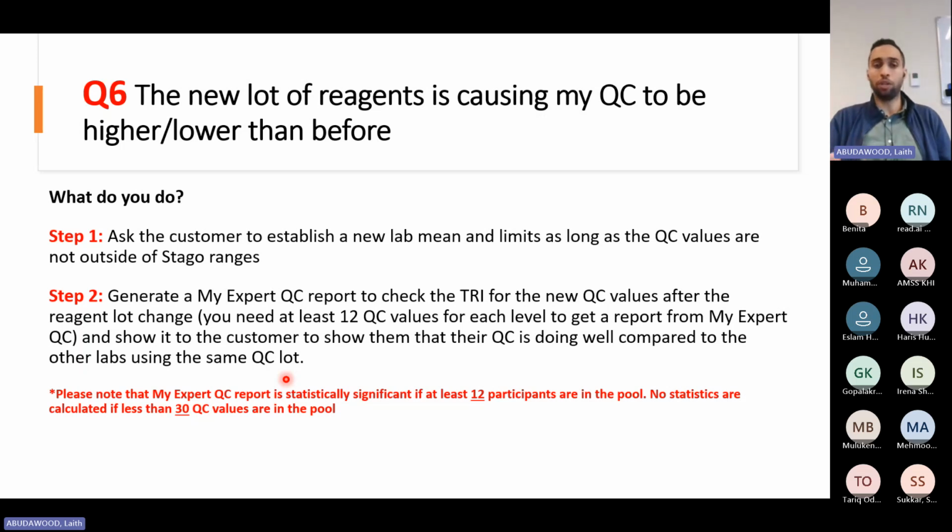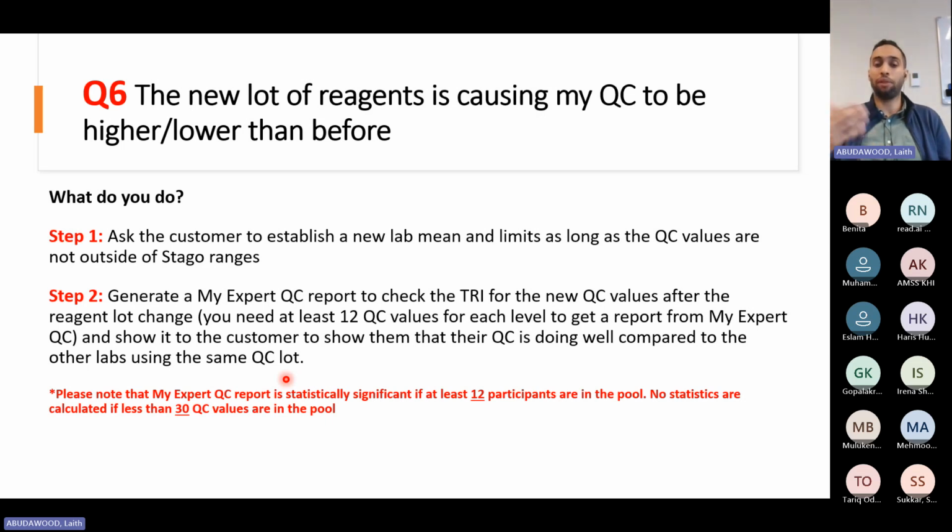Now, mind you, one point. When you start with a new lot, you don't have a lot of runs yet. If you want to report a MyExpert QC report, you should ideally have at least 30 QC runs when you submit the data. Less than 30 QC runs, you will not have very good results. Your mean and standard deviation and CV% are not really very reliable.